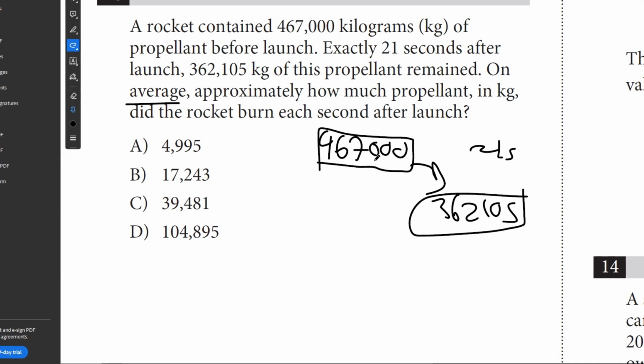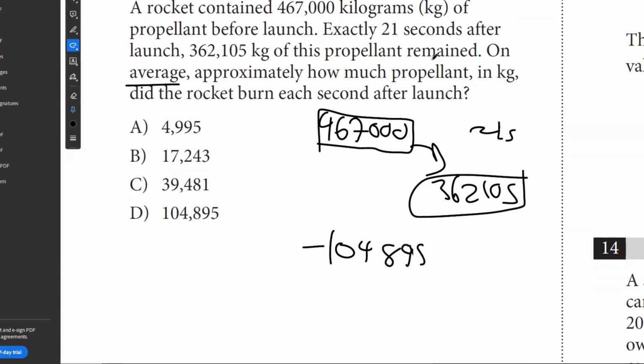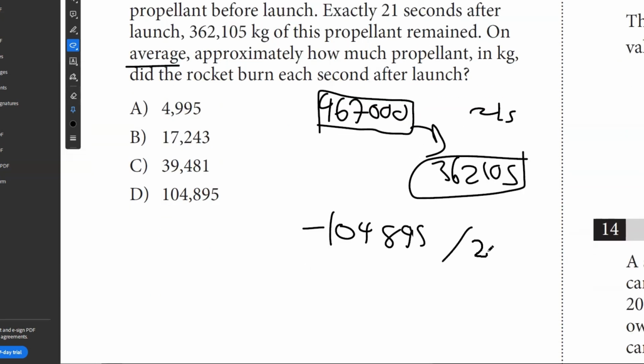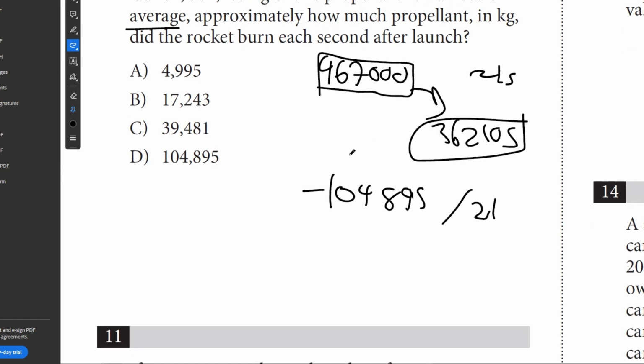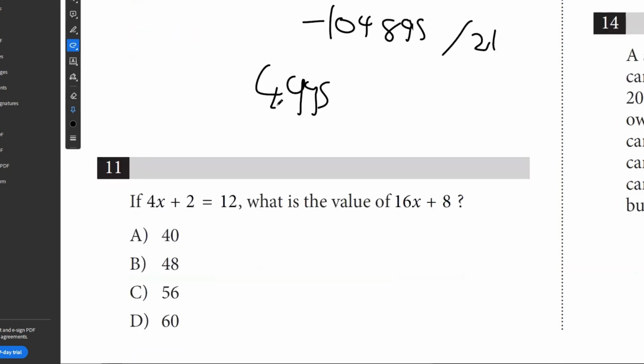467,000 minus 362,105, and we actually have negative 104,895. We lost this many kilograms during our launch. Since it says 21 seconds, we're just going to divide this by 21 in order to find our average loss of kilograms per second. Let me just divide this real quick. Divided by 21, we end up with 4,995 kilograms per second. We lose that many kilograms.